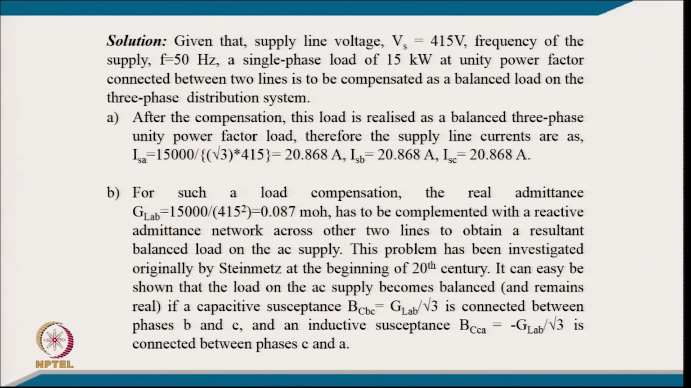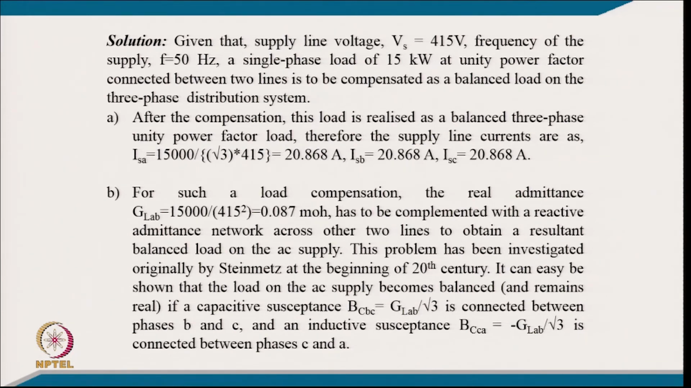Why are we taking root 3? Because it is a line voltage, so it is root 3 times the phase voltage. If we take the phase voltage as 415 by root 3, the line voltage is root 3 times the phase voltage. So that becomes the line current, and it becomes 20.868 ampere. All 3 phase currents will be the same magnitude, because it is balanced. Now load balancing is there at unity power factor.